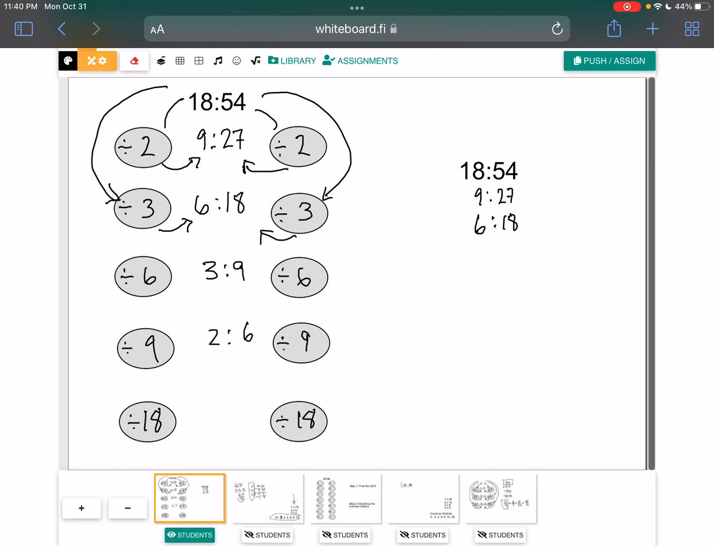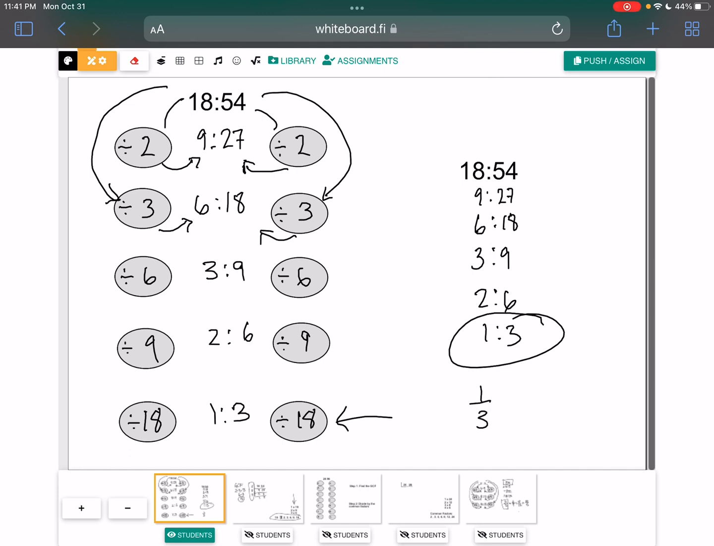And lastly, dividing by our greatest common factor, 18 divided by 18 is going to give us 1, and 54 divided by 18 is going to give us 3. All right. So these are also equivalent ratios, 3 to 9, 2 to 6, and 1 to 3, with 1 to 3 being our simplest ratio. So 18 to 54 in simplest form is 1 to 3, but all of these ratios are equivalent.